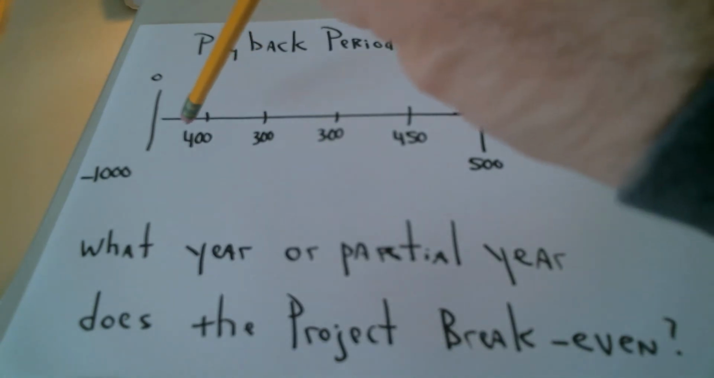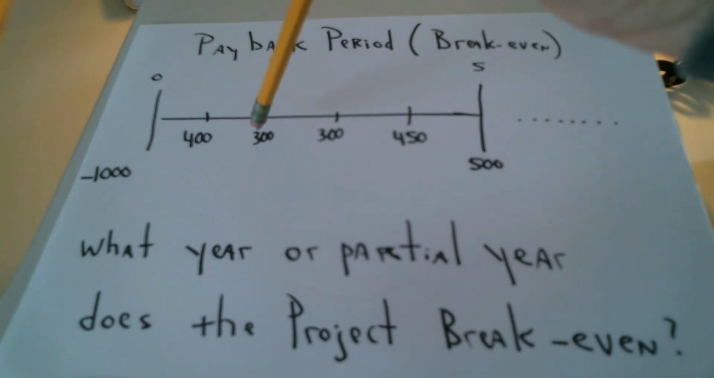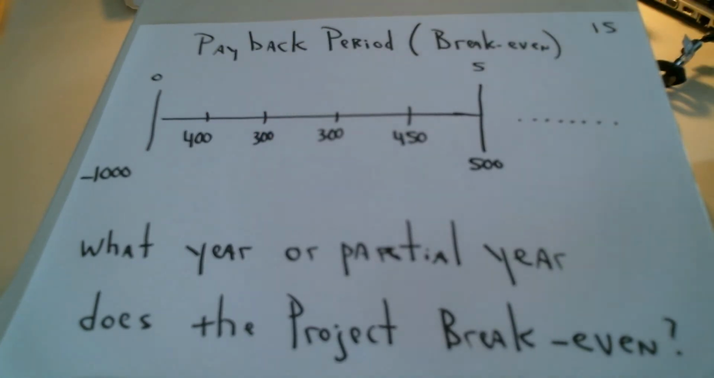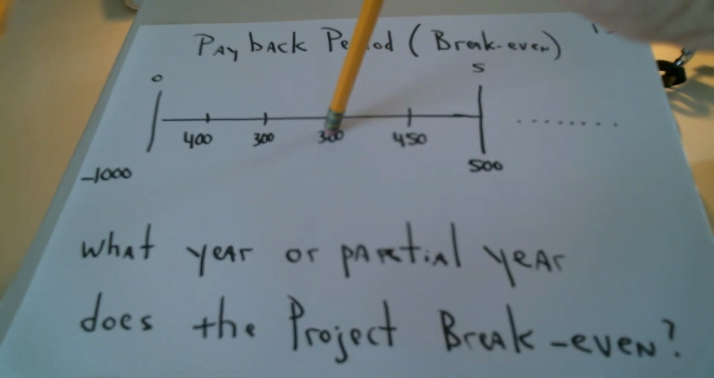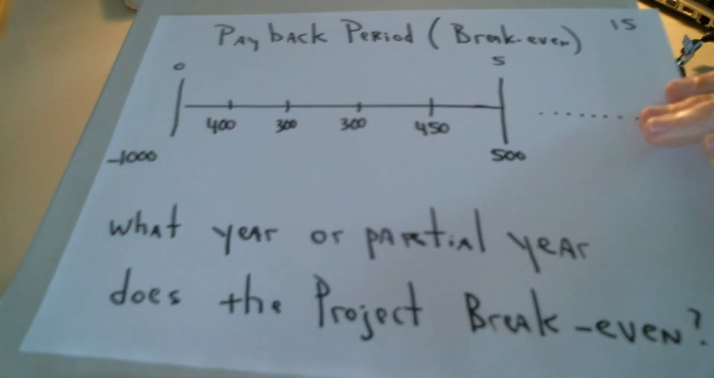Okay, so $400 in 1 year, then $300, that's $700. So far, we're up to 2 years, and the third year, we get $300 back. That's a total of $1,000. So, simple example: this took 3 years to recoup our money. Okay, so let's look at how we figure that out.